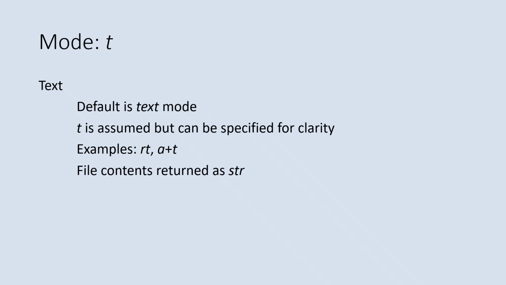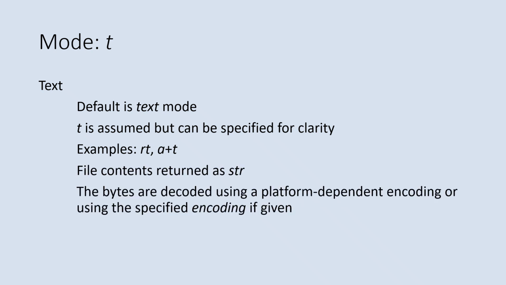And so the file contents are returned as a string, and the bytes in the file are decoded using either a platform-dependent encoding or the specified encoding if the encoding is given. So if we say, hey, this is UTF-8, then those bytes are decoded according to that mapping.